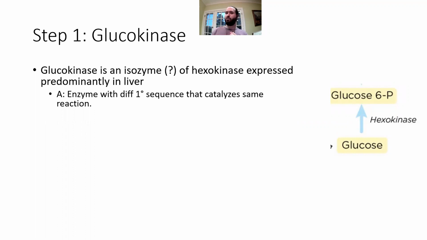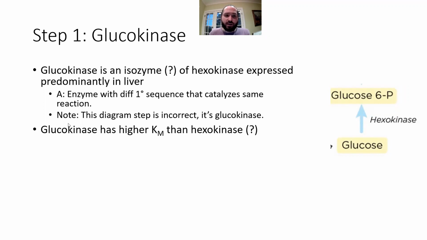Whereas isoform is when we take a different combination of exons and we do what to them? Splicing, right? So alternative splicing is when we have the same gene and we take different exons and combine them to make an isoform of the protein. So this diagram is incorrect. It's actually glucokinase. Now, glucokinase actually has a higher KM than hexokinase.